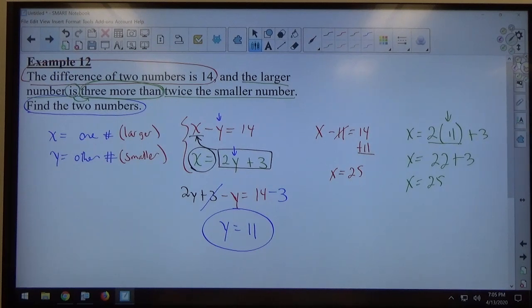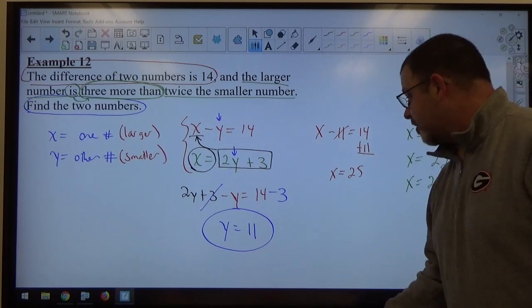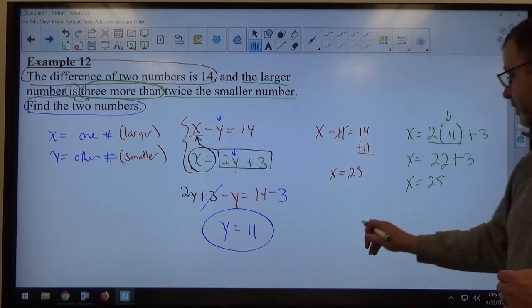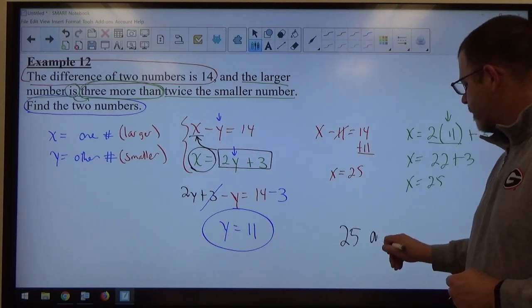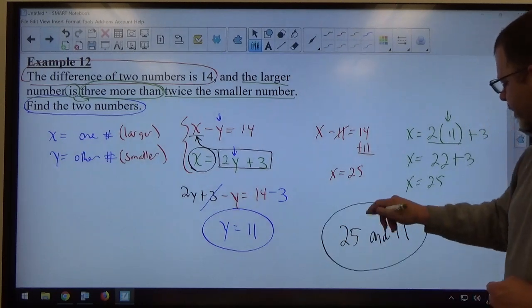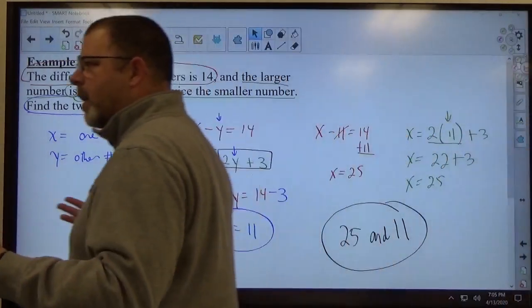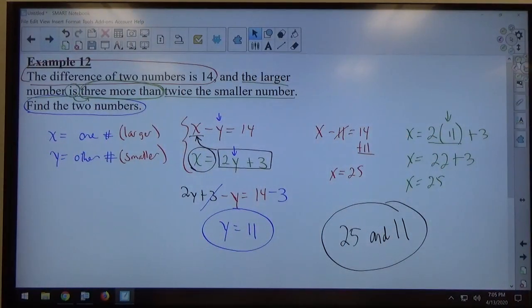It says find the two numbers. So again, it asks us to find the two numbers. They're 25 and 11. Again, there's no meaningful reason for an ordered pair in this problem, so we just write the answers as is. 11 and 25 would have been just as fine.